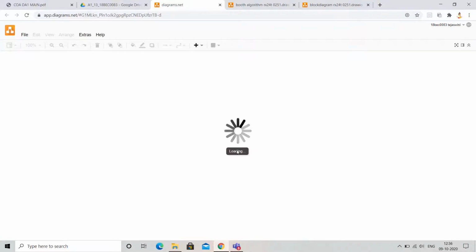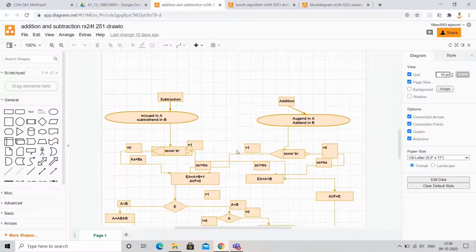Here you can see the algorithm which is used in RX24T to perform addition and subtraction.